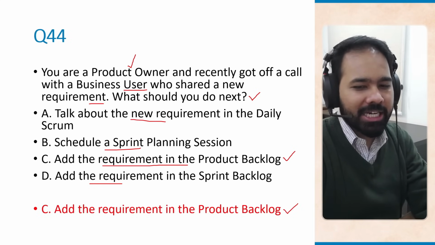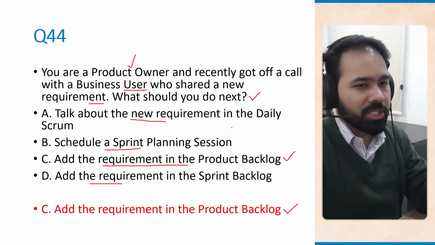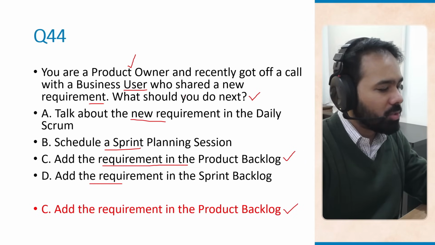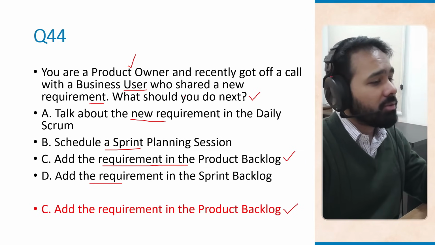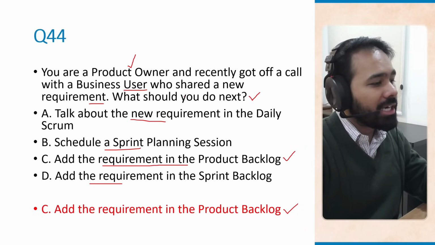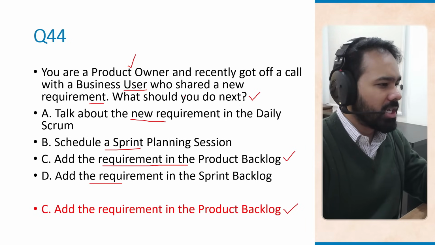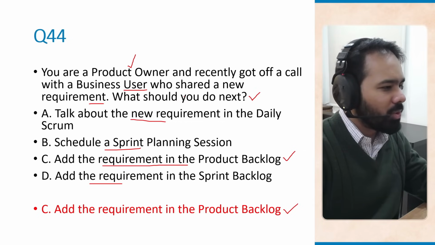Option C is correct. You need to add the requirement in the product backlog because remember, you are the product owner, you are responsible for the product backlog. So, all new requirements first go in the product backlog, then they are prioritized for future sprints. Daily Scrum is for the development team. It is not for introducing new requirements.